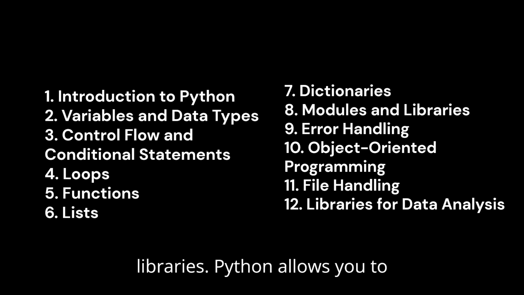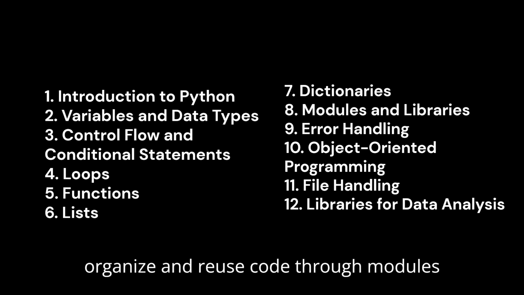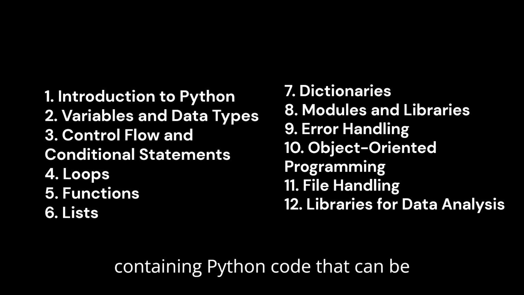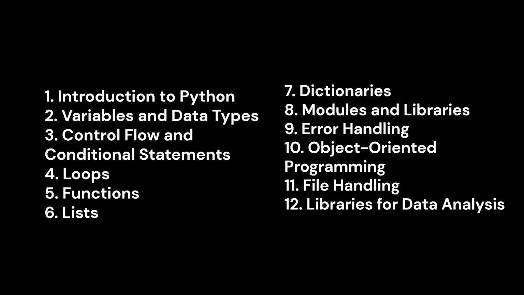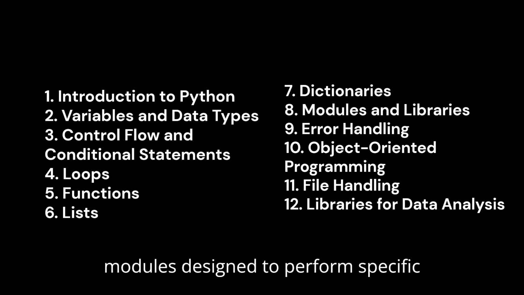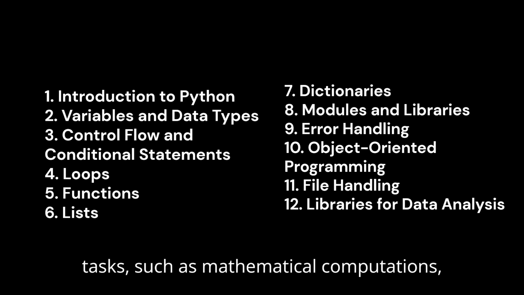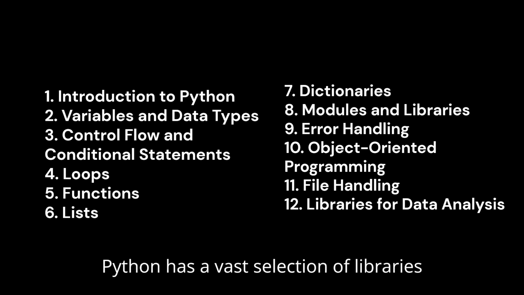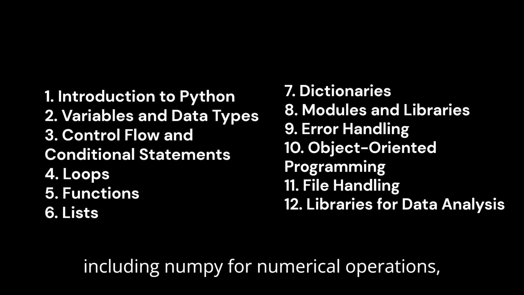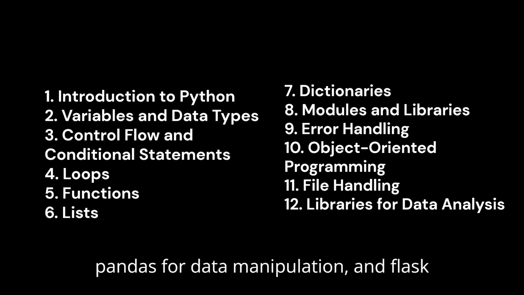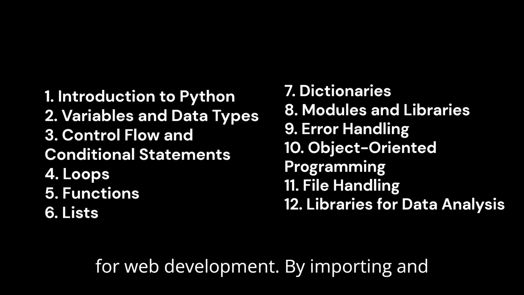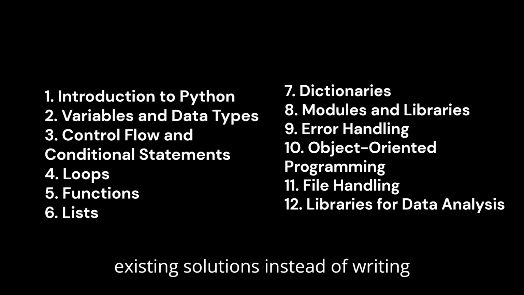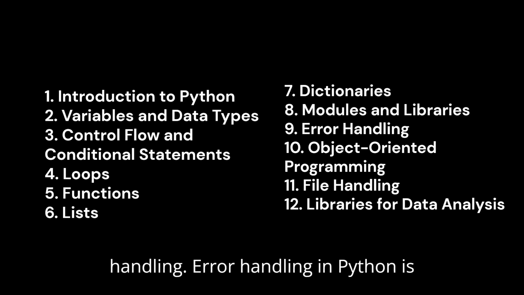8. Modules and libraries. Python allows you to organize and reuse code through modules and libraries. A module is a file containing Python code that can be imported and used in other programs. Libraries are collections of related modules designed to perform specific tasks, such as mathematical computations, data analysis, or web development. Python has a vast selection of libraries, including NumPy for numerical operations, pandas for data manipulation, and Flask for web development. By importing and using these libraries, developers can save time and effort by leveraging existing solutions instead of writing everything from scratch.